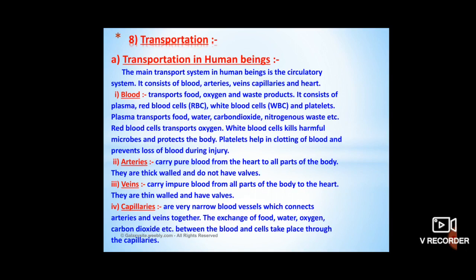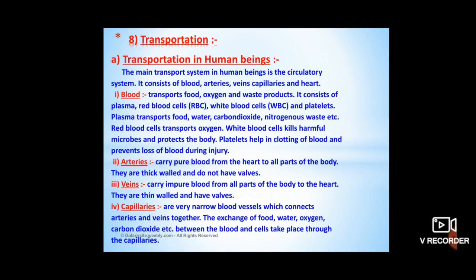Next, veins. These veins carry the impure blood from all the parts of the body to the heart. This impure blood is blood mixed with carbon dioxide and other toxic substances. And these veins have valves and thin-walled cell arrangements, which we are going to identify in the veins.